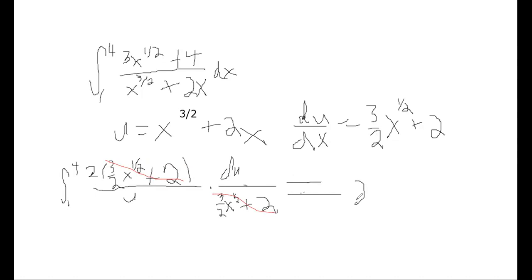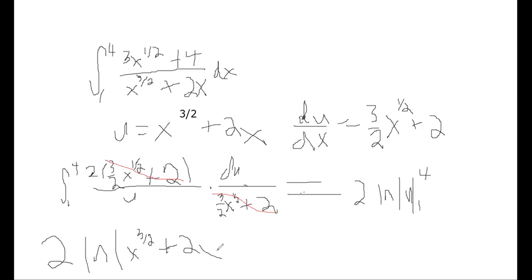So we just end up getting 2 ln of the absolute value of u evaluated from 1 to 4. And if we put things back, we will end up getting 2 ln of x to the 3/2 plus 2x evaluated from 1 to 4.